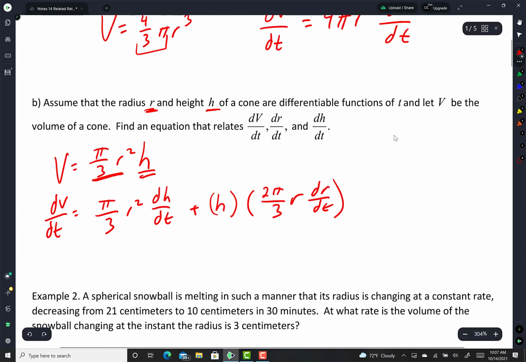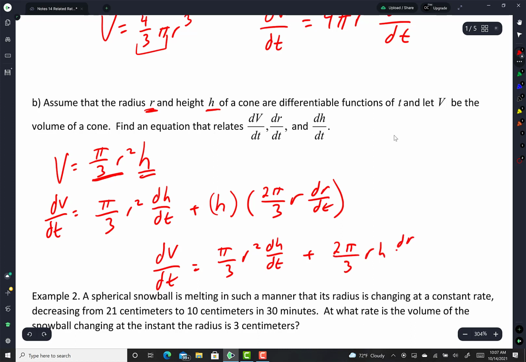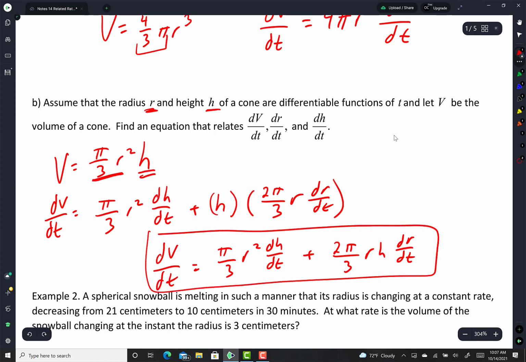Okay, so here's my final equation. Let me make it look pretty. dV/dt equals pi over 3 r squared dh/dt plus 2 pi over 3 r h dr/dt. And there it is, guys. I think it would have looked prettier with the pi over 3 factored out, but that's fine.